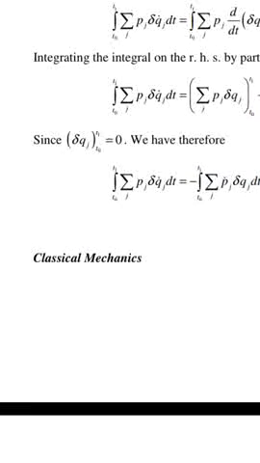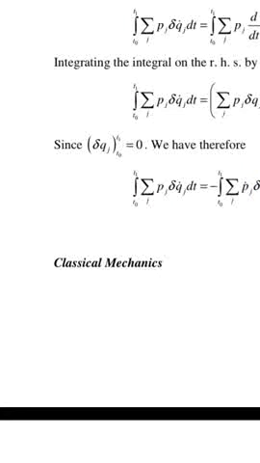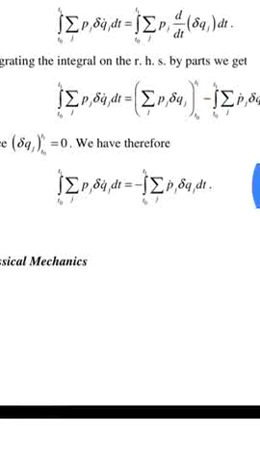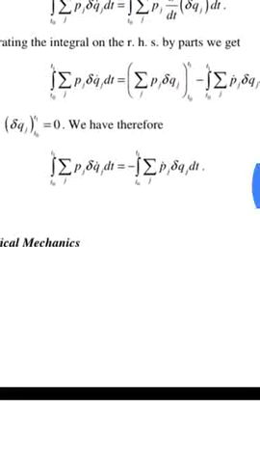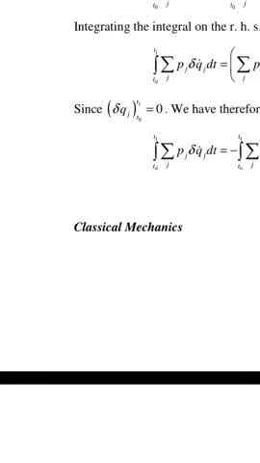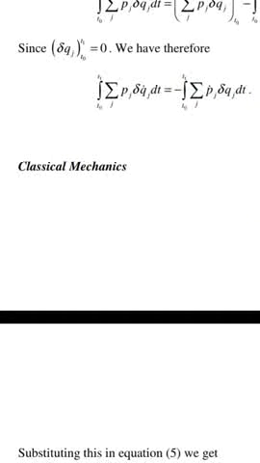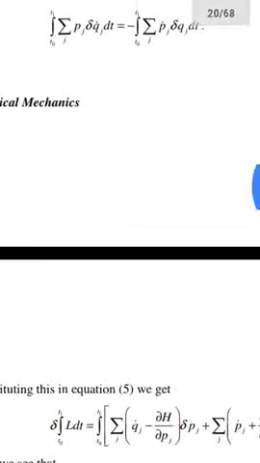Integrating the integral on the RHS by parts, we get the integral from t naught to t1 of the summation of Pj delta Qj dot dt over j is equal to the summation of Pj delta Qj from t naught to t1 minus the integral from t naught to t1 of the summation of Pj dot delta Qj dt. Since delta Qj at t naught and t1 is equal to 0, we have therefore the integral from t naught to t1 of the summation of Pj delta Qj dot dt is equal to minus the integral from t naught to t1 of the summation of Pj dot delta Qj dt.